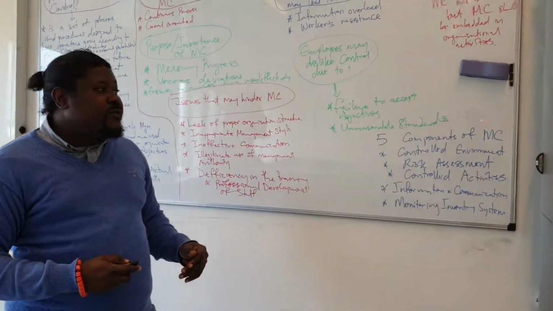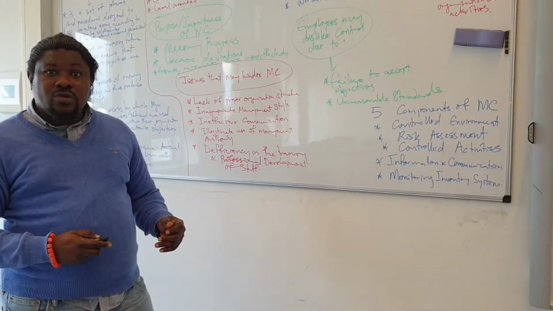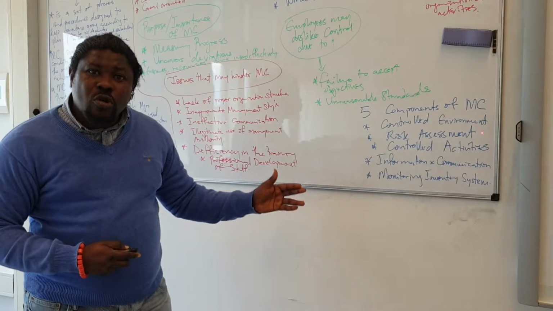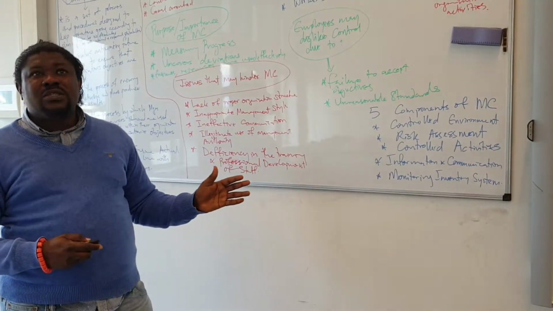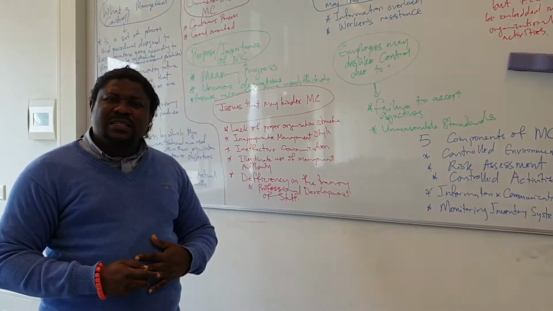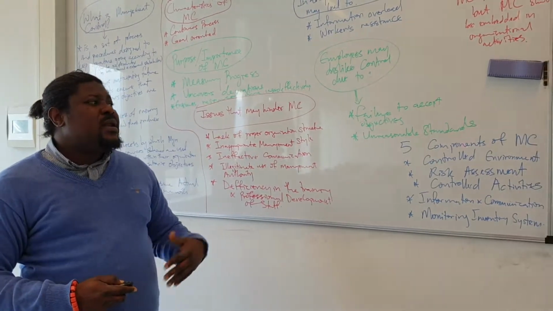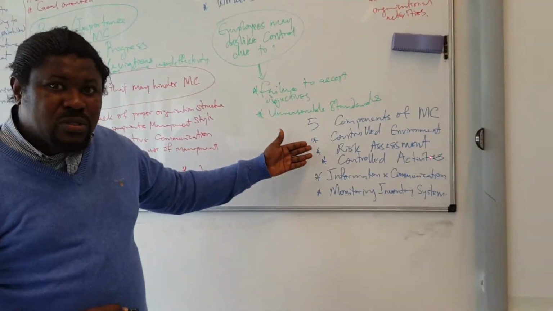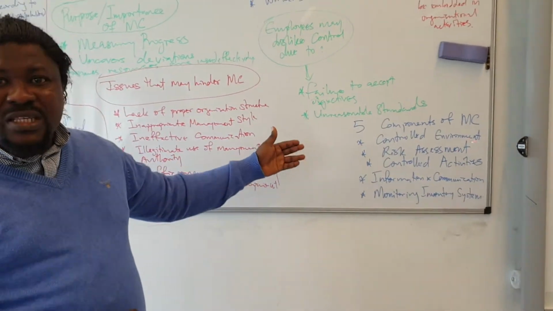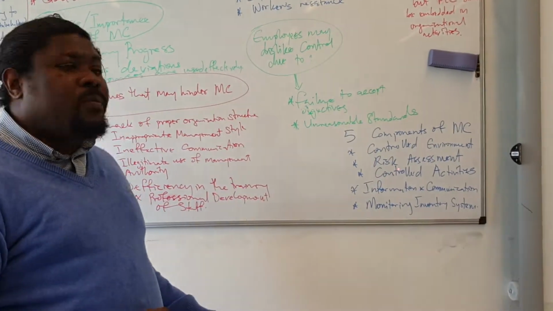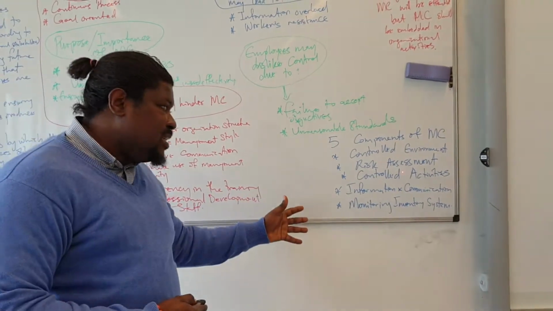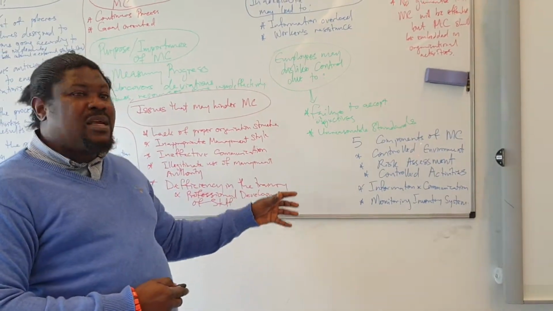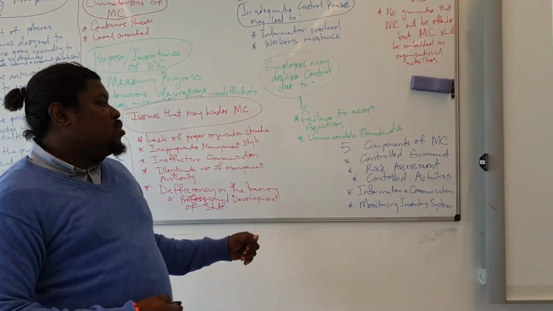Lastly, we talk about the 5 components of management control, okay? It's about controlled environment. So if any organization says to you that it practices the management control system, then we have a controlled environment, okay? Second point, risk is assessed from time to time. Third point, there are controlled activities, okay? Activities in that organization are being controlled.